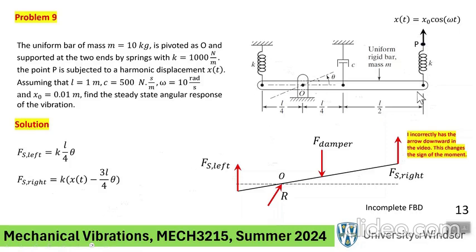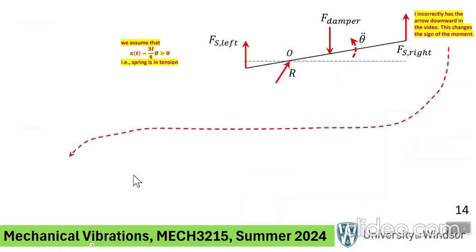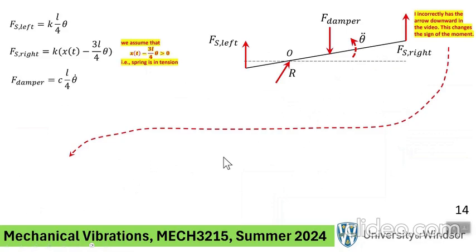Okay? Because these are both moving. Here, one of them was fixed. That's why we didn't have to worry about that. Multiply by K. And the damping force is just C times V dot basically, and V dot is just L over 4 times theta dot. These are the forces. Now we're going to do the moments.